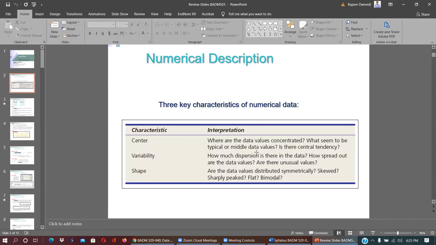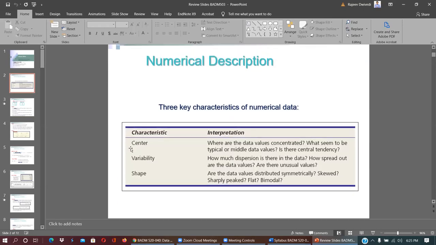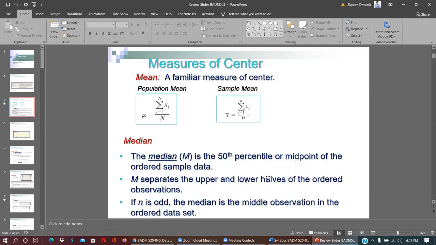So basically, these can be explained. Center can be explained through mean, mode, median. Variability can be explained by variance and standard deviation. And shape is skewness and kurtosis. So basically, you know what is mean.